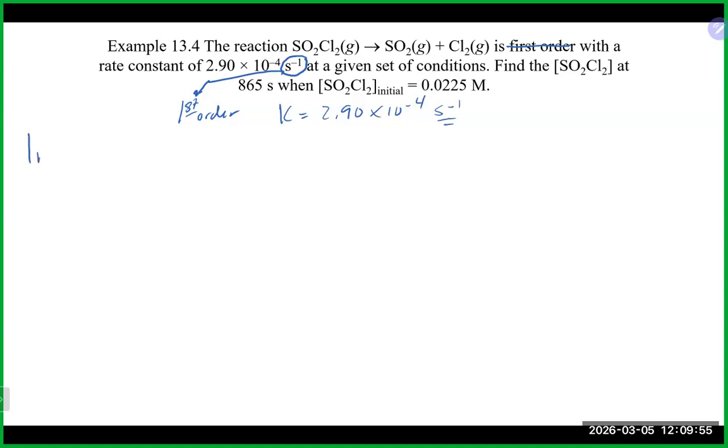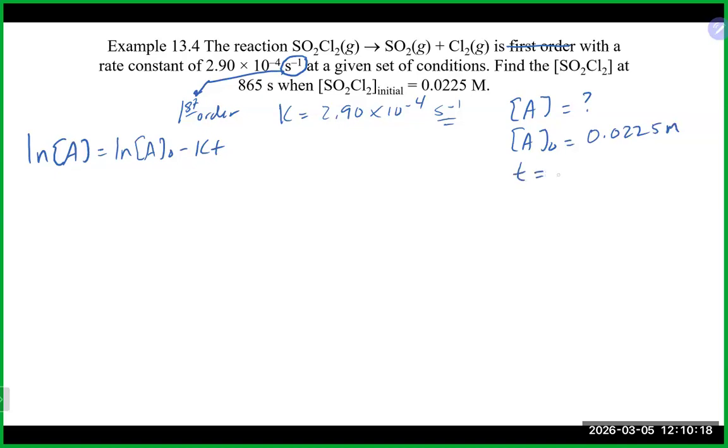So again, we're going to use the natural log of A is equal to the natural log of A naught minus kt. We obviously have the k given to us. We are looking for our final concentration. Our initial concentration is 0.0225 molar, and our time in this case is 865 seconds. So we do have everything we need on the right-hand side, and we can basically just plug it in.